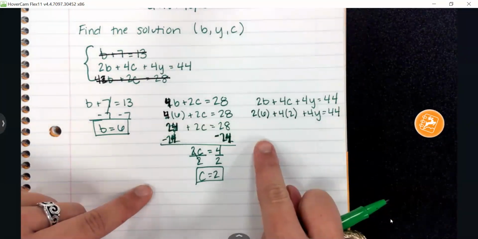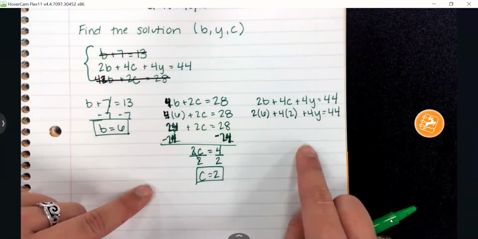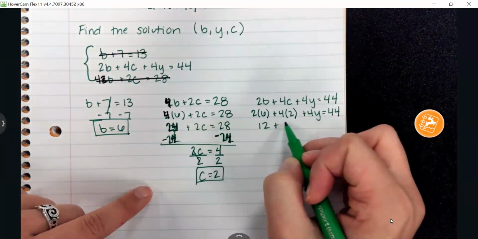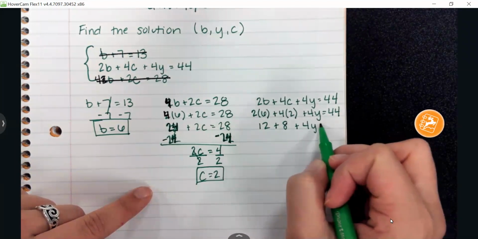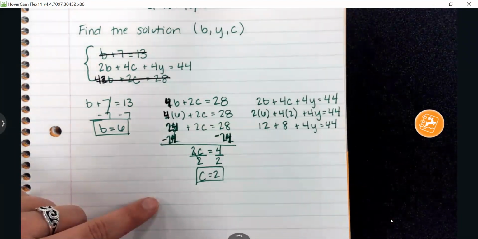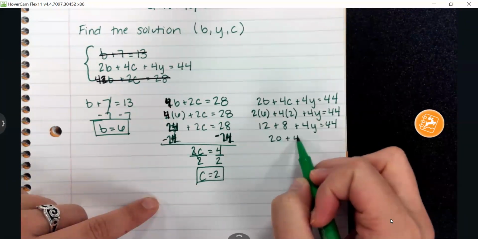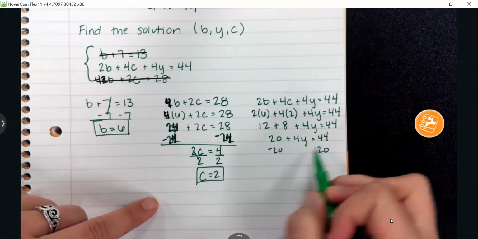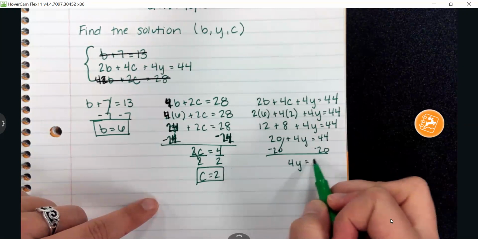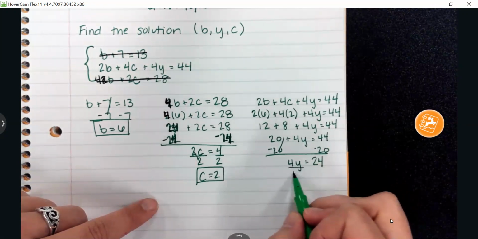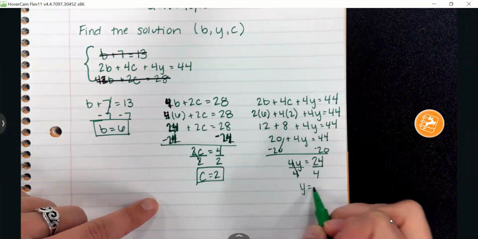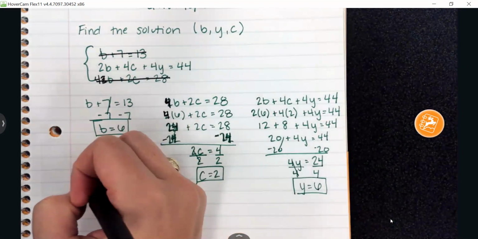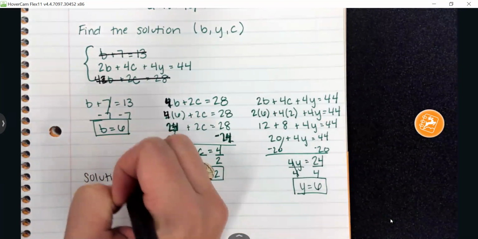It looks like a lot, but I only have one letter. What letter do I have? A y, so that's what I'm trying to get by itself. So I have 12 plus 8 plus 4y equals 44. 20 plus 4y equals 44. And subtract 20 from both sides. So 4y equals 24. And when I divide, what will y equal? 6.